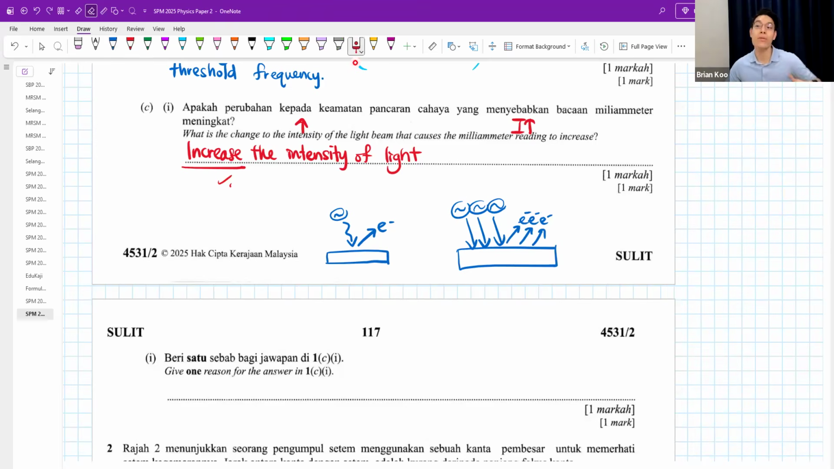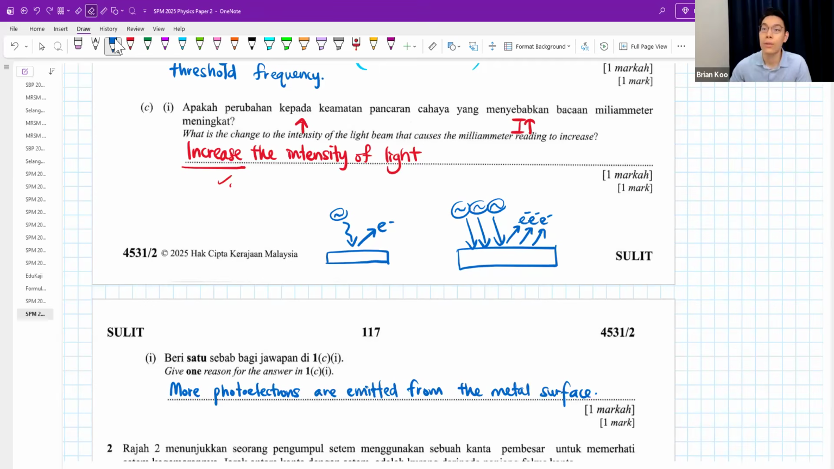You shine a brighter light, there'll be more photon. Let's say I got triple the amount of photon, I'll have triple the amount of electrons. More electron flowing means more current, right? So the reason is because when intensity increase, more photoelectrons will be emitted. More photoelectrons, or you can just say electrons are emitted from the metal surface. The word photo is optional. More electrons come out. That's why current increase. That's why ammeter reading will increase.